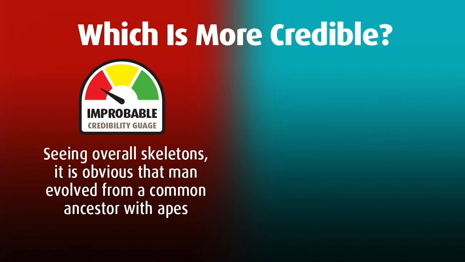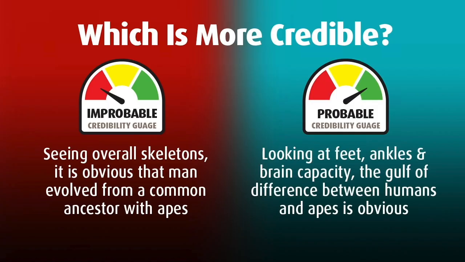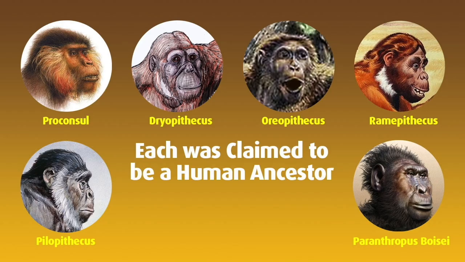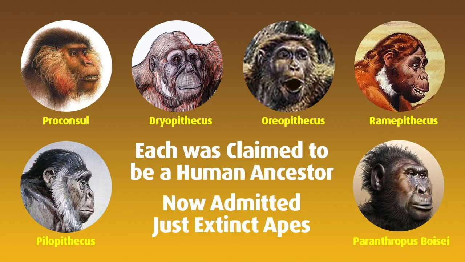So, which is more credible? Seeing overall skeletons, it is obvious that man evolved from a common ancestor with apes, or looking at feet, ankles, and brain capacity, the gulf of difference between humans and apes is obvious. Each one of these was claimed to be a human ancestor: Pliopithecus, Proconsul, Dryopithecus, Oreopithecus, Ramapithecus, and Paranthropus boisei. But now they're just all admitted to be extinct apes. Even the evolutionists are not claiming that they're missing links.